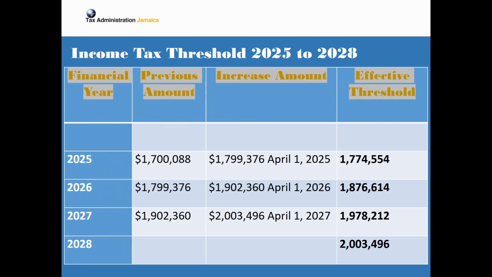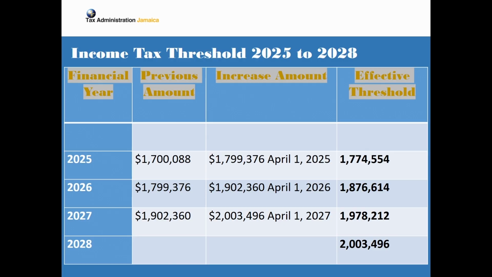We have now on screen, and those who don't have it can take a picture of the thresholds. So we have each year, the financial year, the previous amount, the amount that it was increased to, and what we call the effective threshold. Now, why do we have an effective threshold again? Because the threshold was increased, but not on January 1. It was increased some other time during the year.